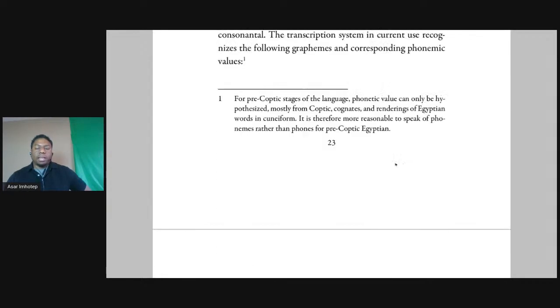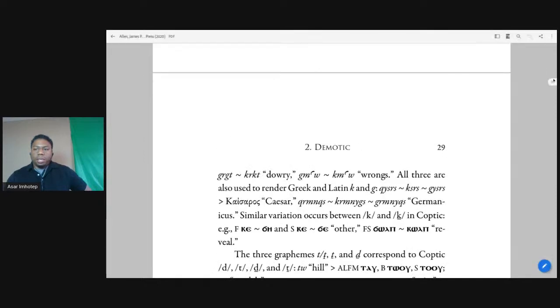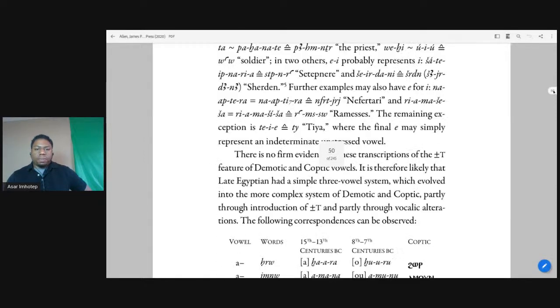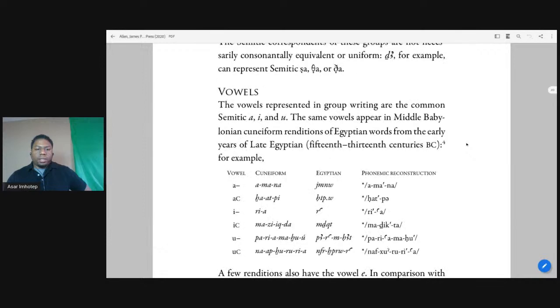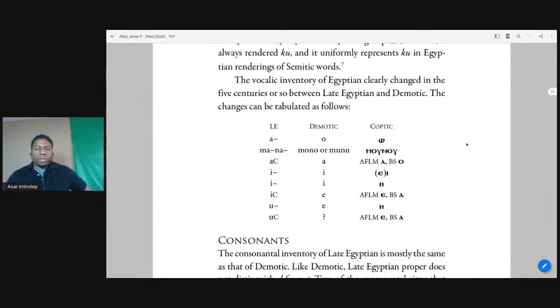So again, here's Demotic, and let me see. Where do I want to go?